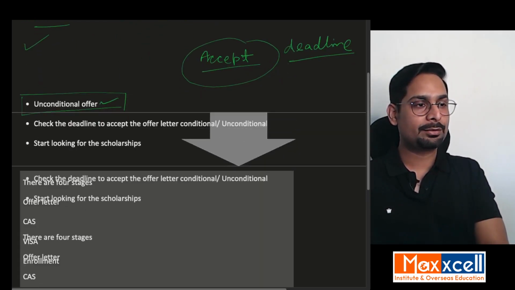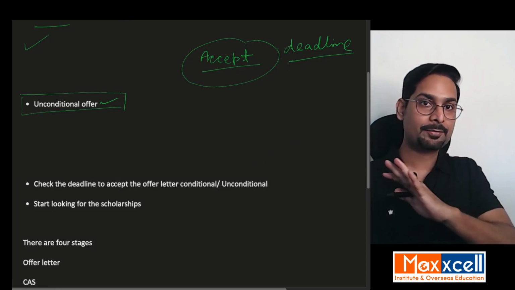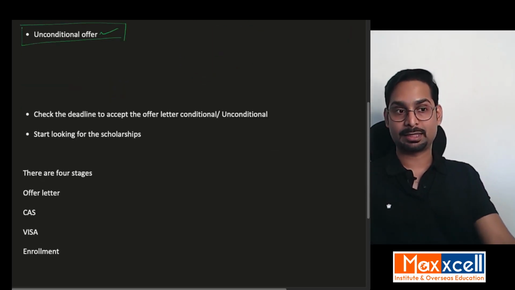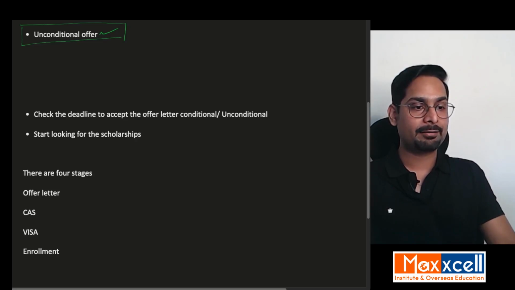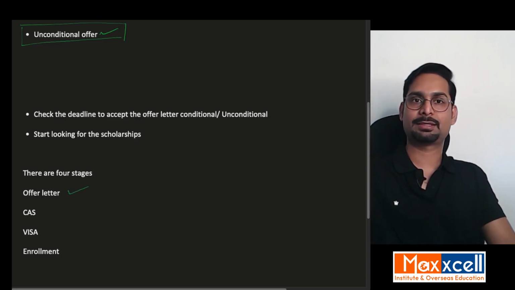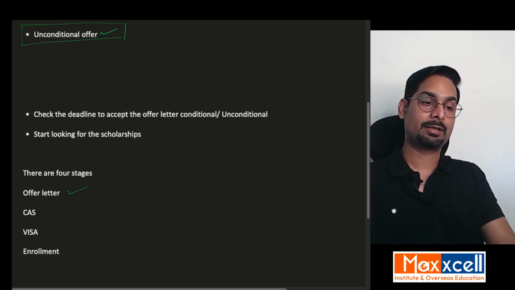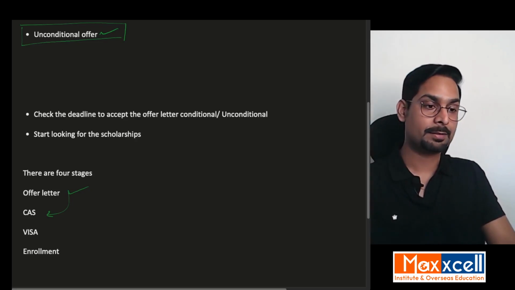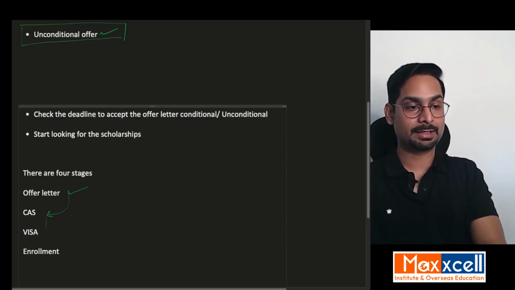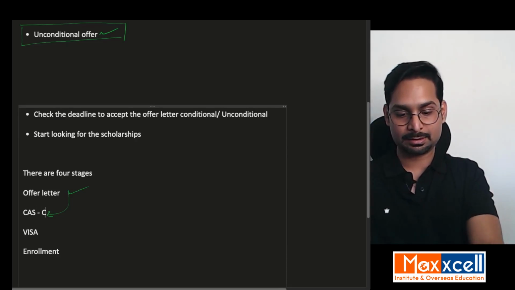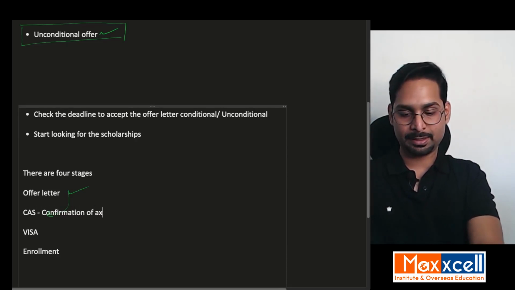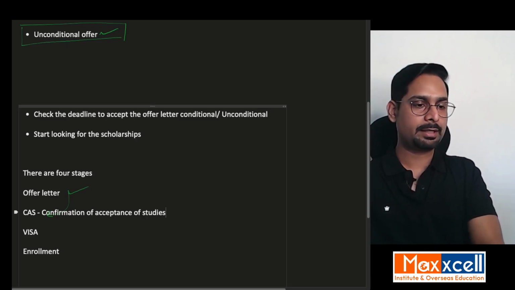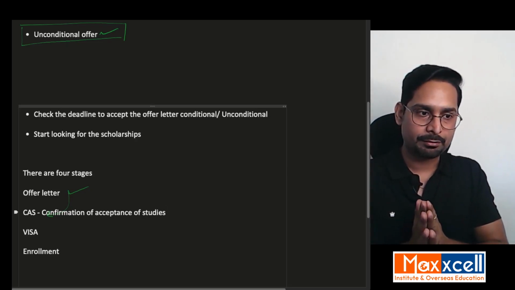So now let's say you receive an unconditional offer letter. Is it the end of your offer letter things? No. There are certain stages which you need to understand. One is you need to have an offer letter. So that's conditional. Conditional becomes unconditional. After the unconditional offer letter, then you have to request for CAS. In the UK, you have to request for CAS from the university. CAS is confirmation of acceptance for studies. Okay. So what is CAS? CAS is confirmation of acceptance of studies. Okay, that means now you are finally coming to the university.